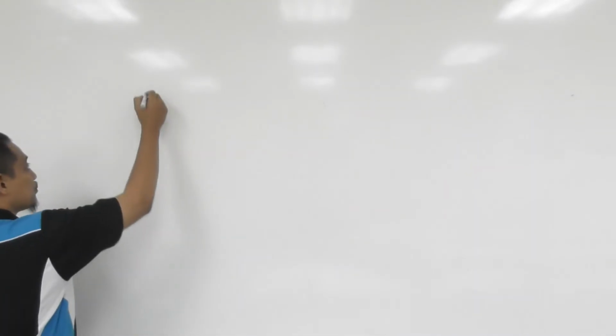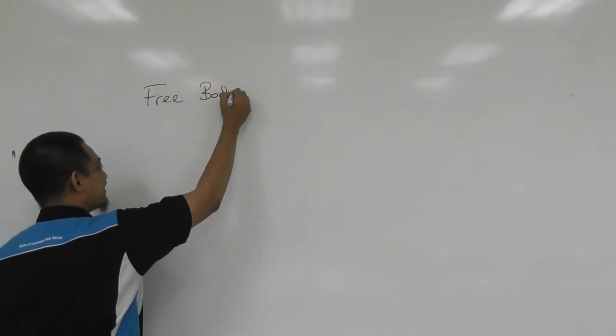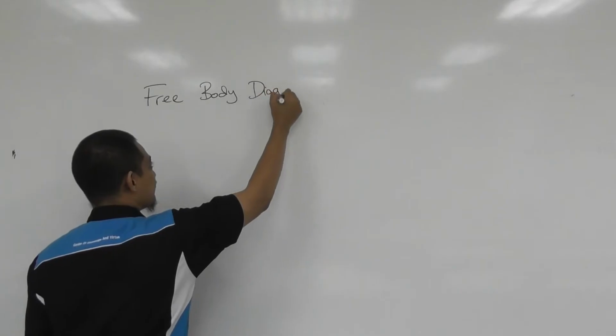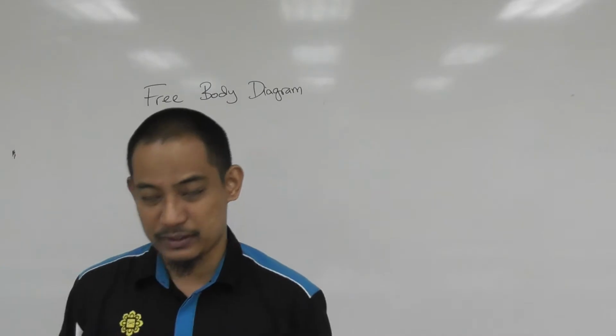When you deal with equilibrium, you have to draw a free body diagram. When you are dealing with chapter 2, resultant force, there's no such thing as a free body diagram. So starting from this chapter, you have to deal with free body diagrams a lot. Make sure you know how to draw a free body diagram. So what is it? Free body diagram.